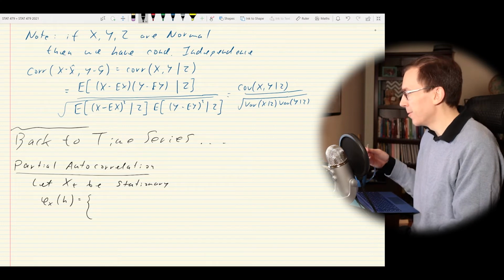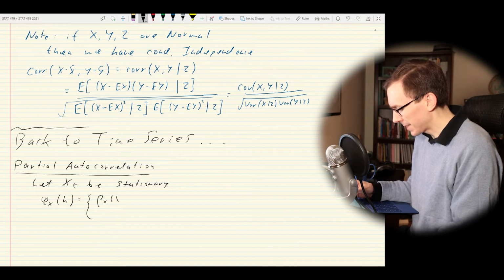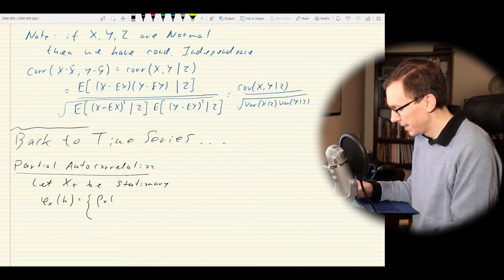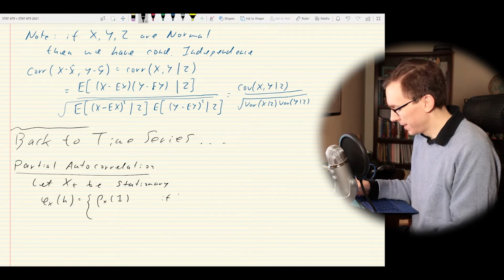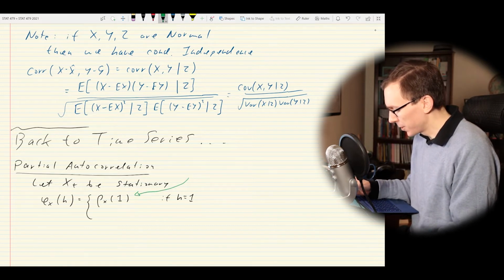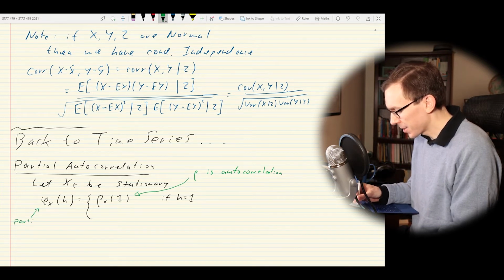And basically, it's going to be two things. If we have it at, because I used rho for the autocorrelation, not the partial autocorrelation. So H, it's at 1. So if H is equal to 1, we just return the autocorrelation. Remember, rho is autocorrelation. And this guy here is going to be our partial autocorrelation.